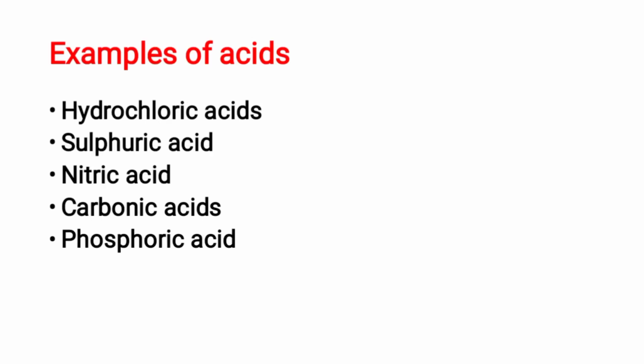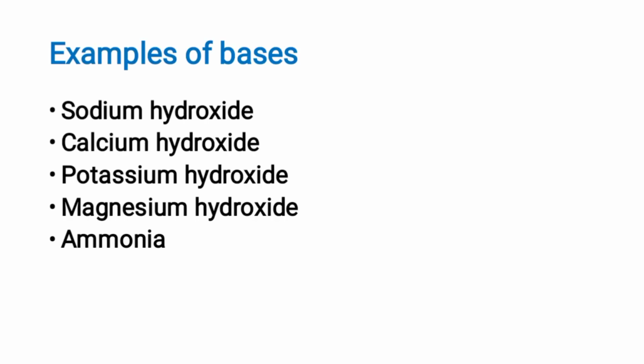Okay, examples of acids, we do have hydrochloric acid, sulfuric acid, nitric acid, carbonic acid, phosphoric acid. Examples of bases, we have sodium hydroxide, calcium hydroxide, potassium hydroxide, magnesium hydroxide, and ammonia.